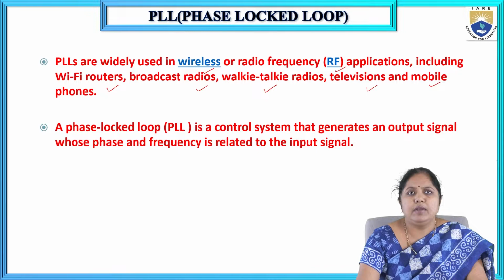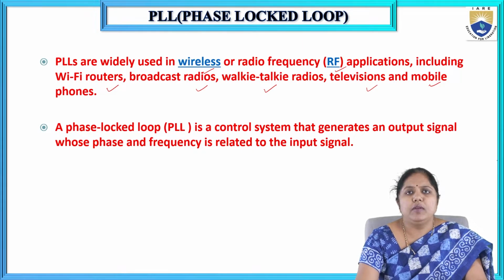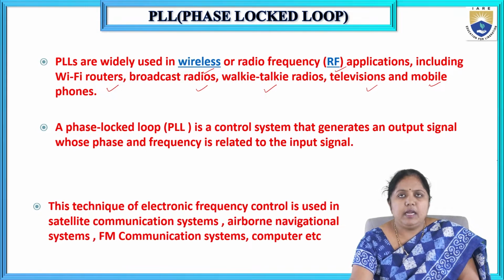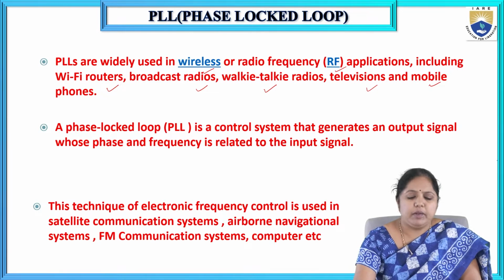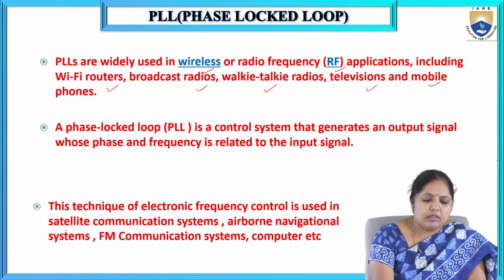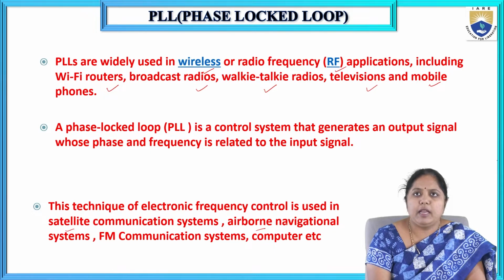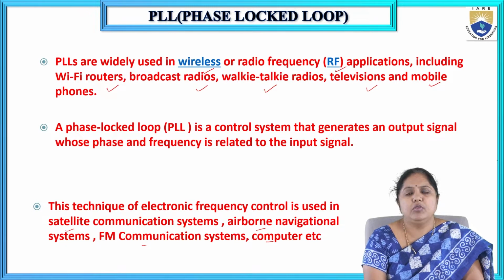As I said previously, the phase locked loop is a control system that generates an output signal whose frequency and phase are related to the input signal frequency and phase. Both should match. In addition, other applications are satellite applications, airborne navigation, FM communication systems, and in computers, we are using circuit models of the phase locked loops.